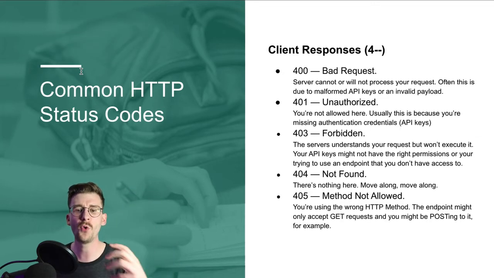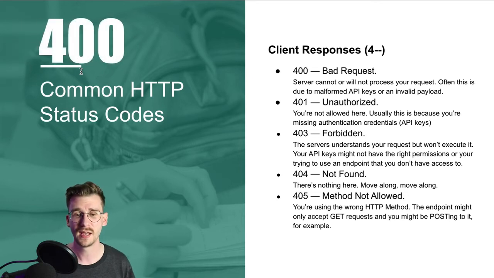Next, we have a 400 response. Actually, we've got a whole series of these. Again, there's a lot more of these, but these are the most common 5. So the first one is a 400 request. Now, these are client responses. This means that something on your end is not right, and the server is telling you that something on your end is not right.